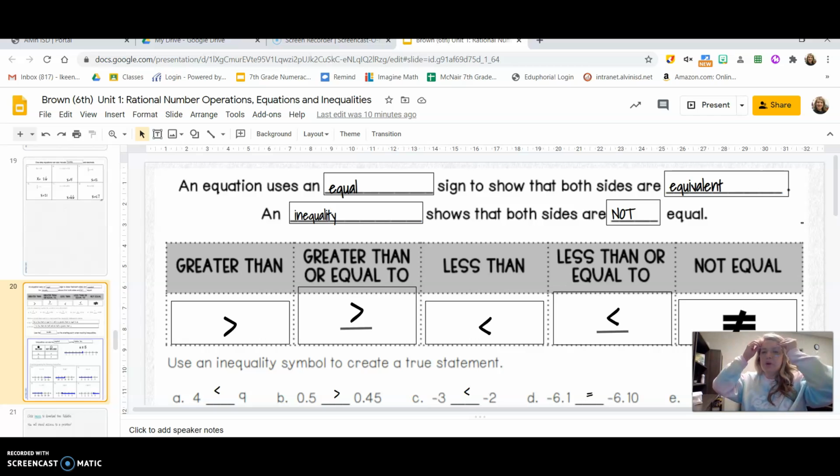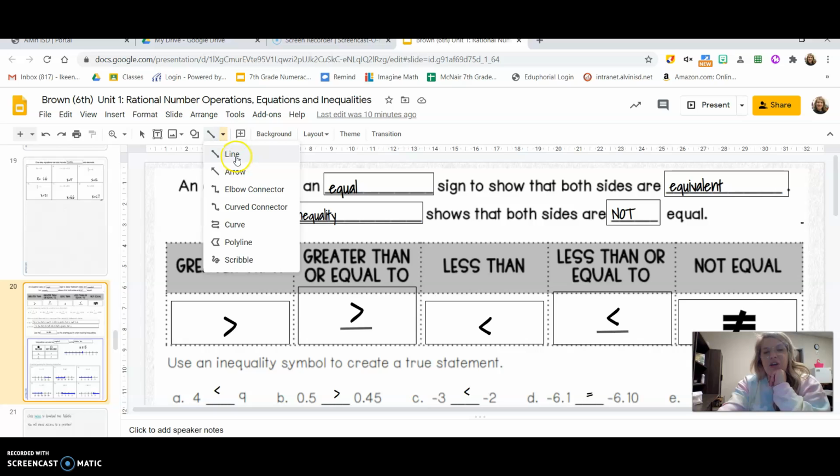Okay, let me show you where I found a couple of these symbols. The greater than, less than symbol should be very easy for you to make. That's already on your keyboard if you are doing this digitally. What I had to go back and do for the greater than or equal to is go to this tool right here, this line. And if you click this, you can make your own.